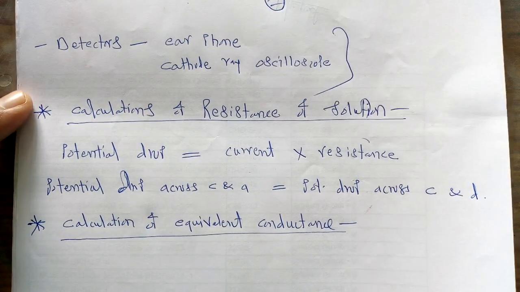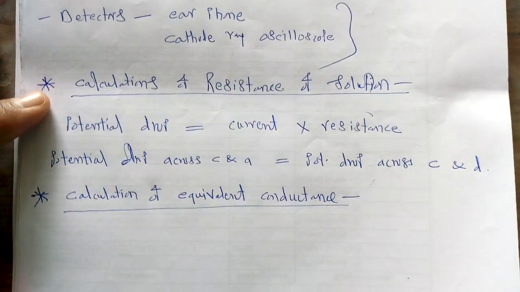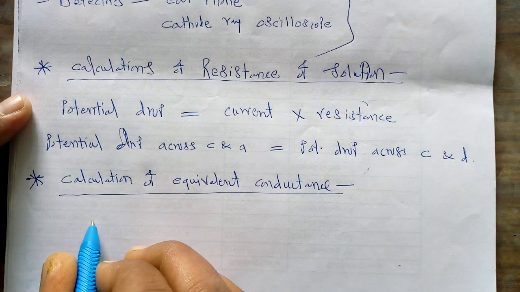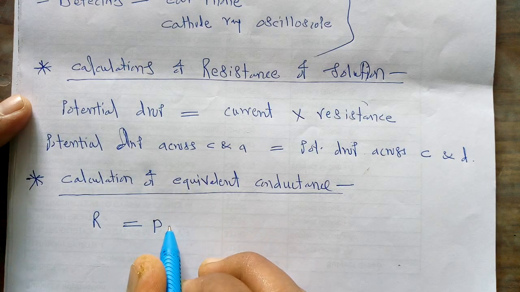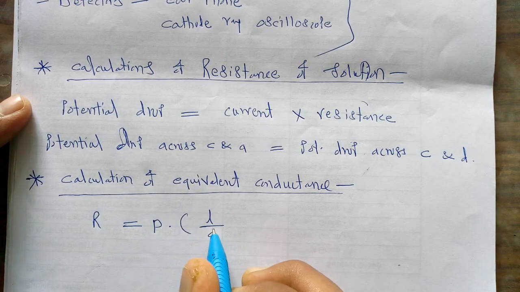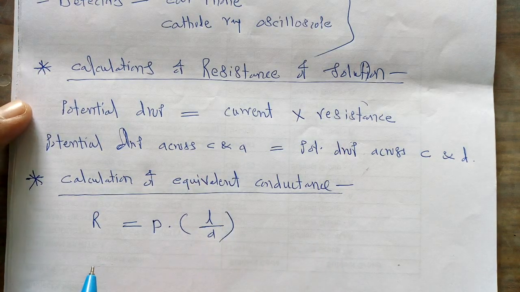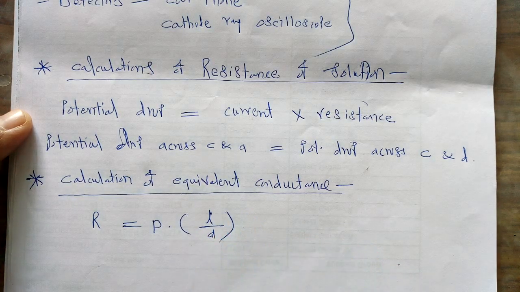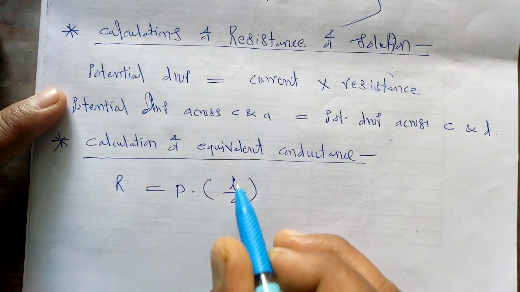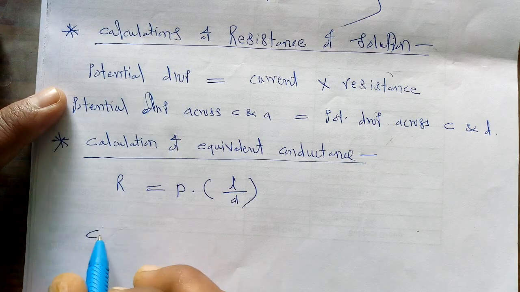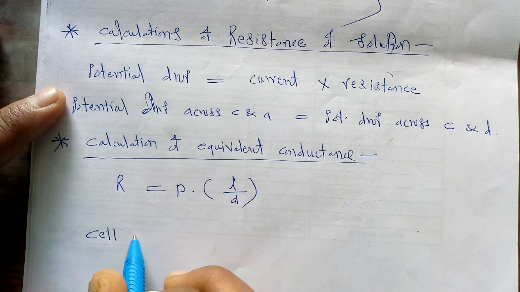Now how to calculate the equivalent conductance? We know one equation for resistance: the resistance of a particular electrolytic solution is equal to rho into L divided by A. So this is the equation for the calculation of the resistance of a particular solution. Now in this equation, one ratio is there, and this ratio is L divided by A. What is the meaning of this ratio L divided by A? The ratio L divided by A is called the cell constant.